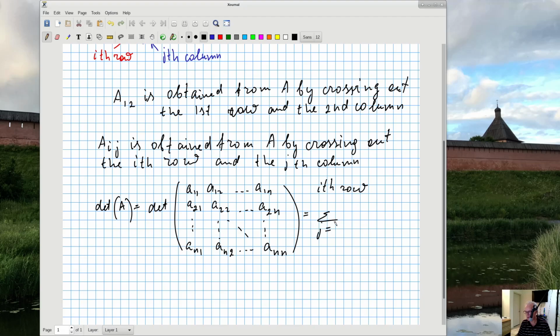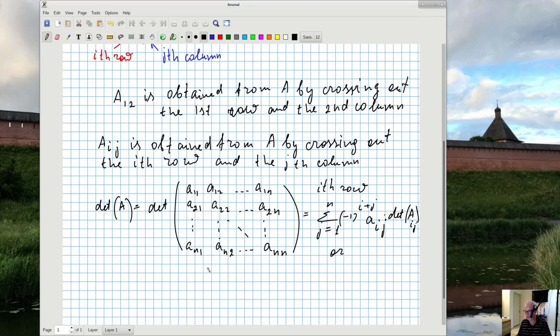I do summation with respect to the column index, j goes from 1 to n, minus 1 is raised to the power i plus j. It's important to keep here i plus j. i is frozen, j is moving from 1 to n. Then I take the element at the ith row, jth column, and multiply with the determinant of the matrix A_ij. That's the formula for the determinant when I have chosen the ith row.